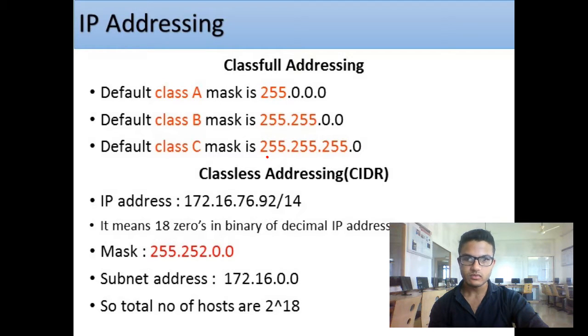Suppose an IP address is given to you, 172.168.76.76/18. Slash notation is used to represent the number of ones in the mask address. It means 14 zeros in the binary of the decimal IP address, which is 32 minus 18. It means the mask is this and the subnet is this. Perform the AND operation between these two, the IP address and the mask address. You will get the subnet address like this. It means the total number of hosts is 2 raised to 14.